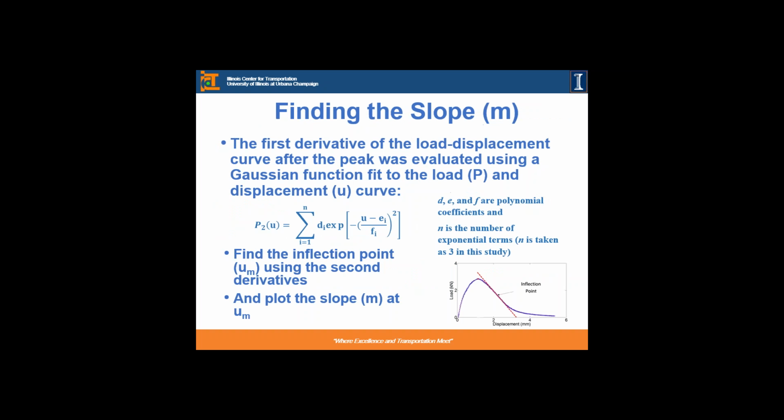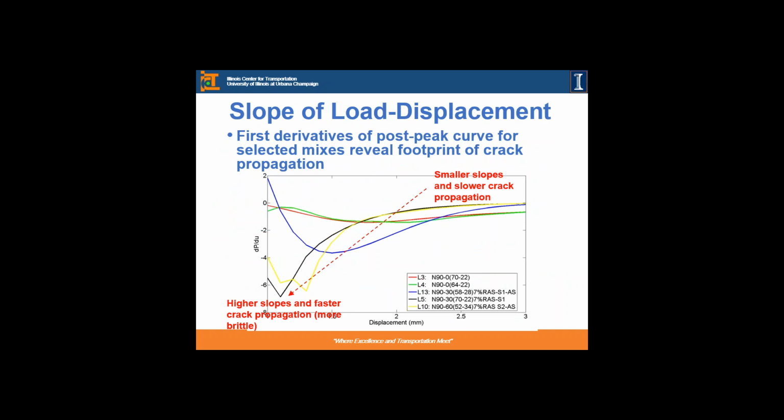And just some details about how to find this slope. We have, of course, a function that needs to be fitted. So we can take the derivative of that function, find the inflection point, and determine what the slope is at the inflection point. And these are just the first derivatives of the load displacement curves for different types of mixes, just to show you how different they can be from each other.